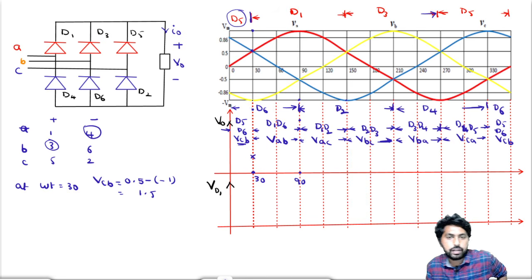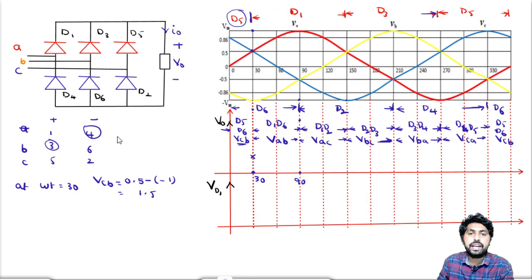So it is the 1.5. Now if I find the VAB, VAB also has the same value. VAB also we are getting 1.5, because A is 0.5 and B is minus 1. So 0.5 minus of minus 1 will be 1.5, and this point will be 1.5 into VM.